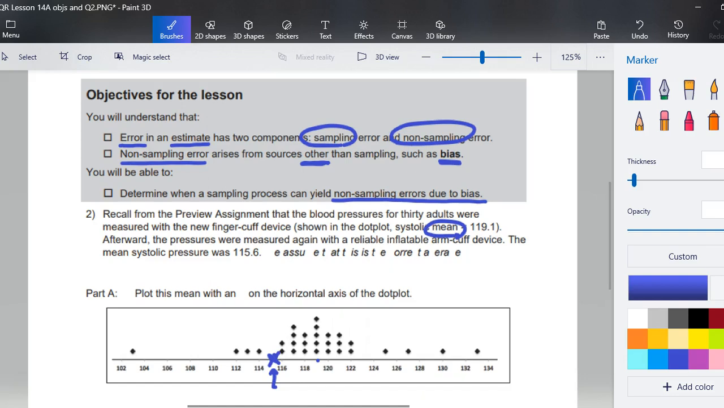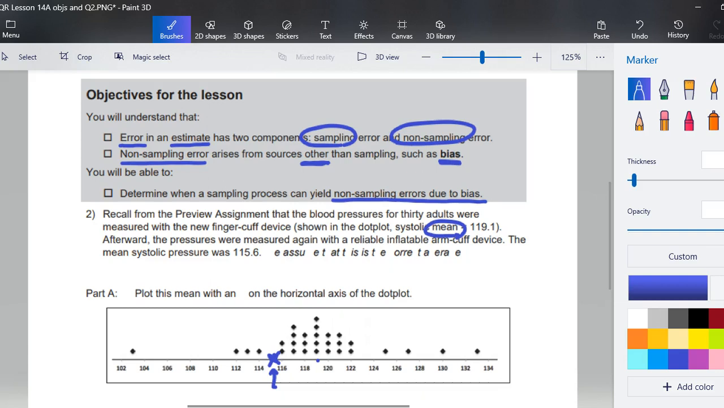Then part B says we assume that the mean of 115.6 is accurate because of the reliability of the arm cuff device. The difference in the results between the two methods implies that the mean of the finger cuff measurement has some error. The error is the difference between the estimate from the finger cuff device and the actual accurate mean. So what is the value of the error? Well, write a contextual sentence about the error.